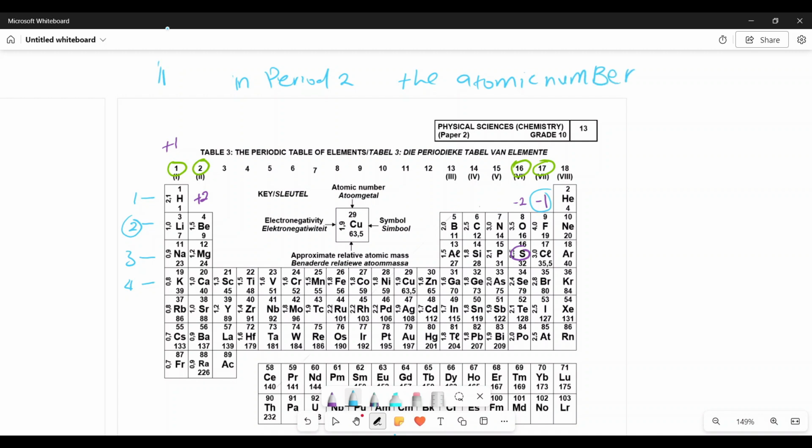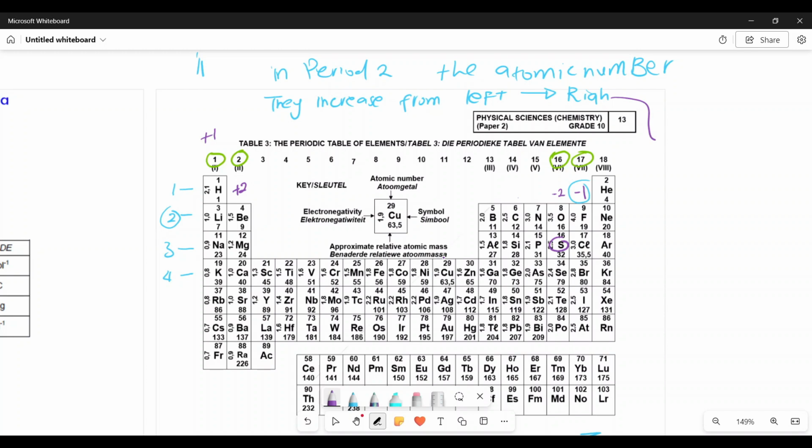In period 2, your atomic number increases from left to right across the periodic table. As a result, your number of protons increases as you're moving from left to right. So your number of protons increases, pulling electrons closer to your nucleus.